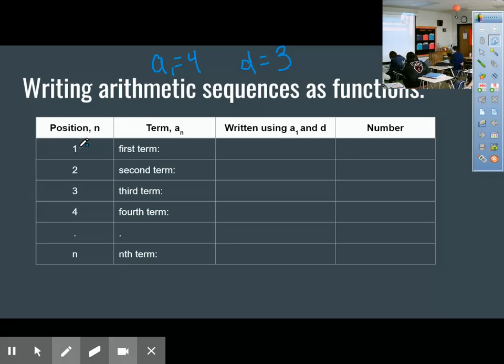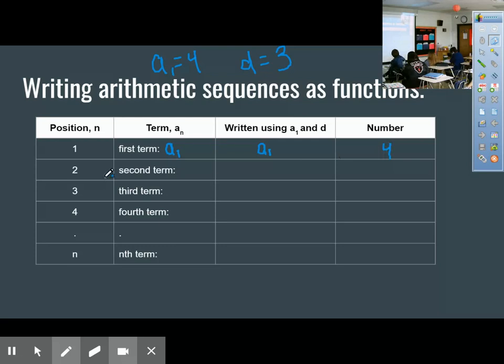Okay, so what this means is, let's say your position 1, your first term, how you label your first term, it would be A with a subscript of 1. And A with a subscript of 1 means your first term. So how you write it using A1 and D, it would just be your first term. You wouldn't add a common difference to your first term. Like we had 5, 10, 15, 20. You don't add anything to that first term to get your first term. You're given your first term. And here, our first term is 4. That's the actual number 4.